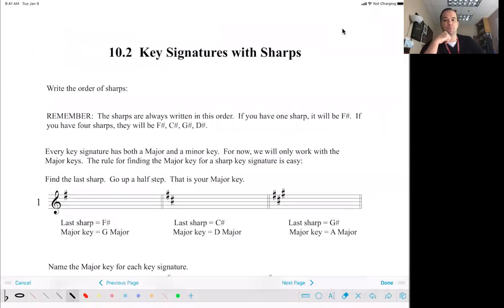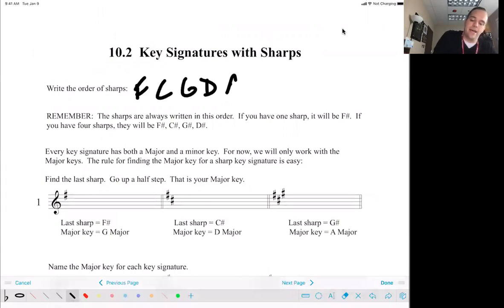So now we're going on to the next page, and we're going to do the key signatures with sharps. So remembering the order of sharps, which is Father Charles goes down and ends battle. That's the order of sharps, and they're always in this order. That's all that they're telling you. So the way we figure out the name of a sharp key signature, I know many of us have probably done this before, but we're just going to review it.